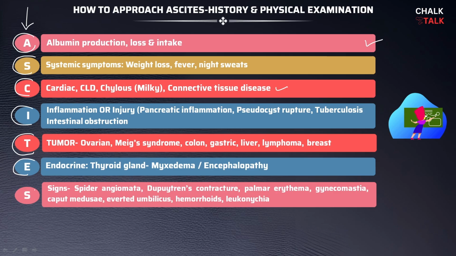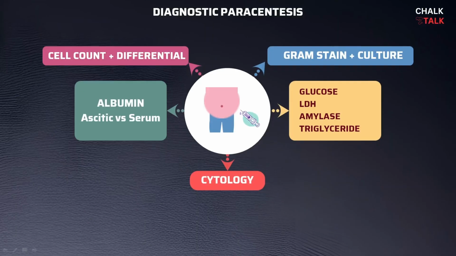And finally, S is for signs of chronic liver disease, so spider angiomata, caput medusa, everted umbilicus, hemorrhoids, Dupuytren's contracture, gynecomastia, and leukonychia may all be things you may find. When a patient presents with ascites, one of the most important diagnostic steps is paracentesis, removing and analyzing a small sample of the fluid. Think of it as interviewing the fluid to find out why it is there.